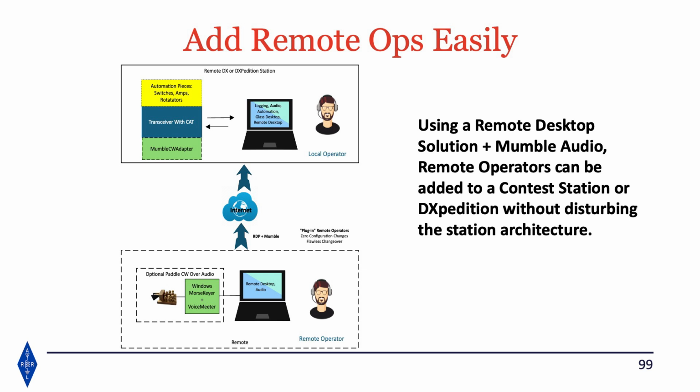But let me get back to the slide at hand. If you're operating a contest station and you want this remote guy to operate, how can he operate? You've already set up AnyDesk so he can remote in and be there. Well, Mumble can be running all the time as well. So how do you switch between remote and local operators? You tell the remote operator, go.